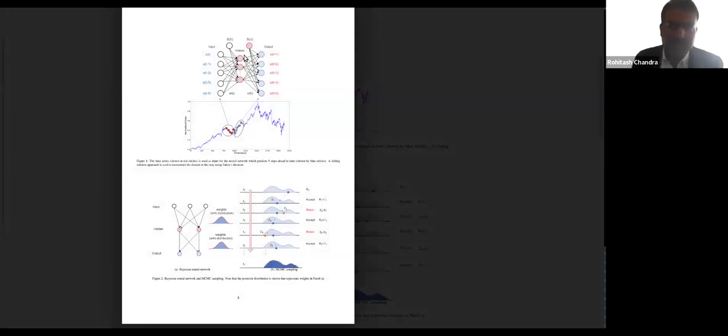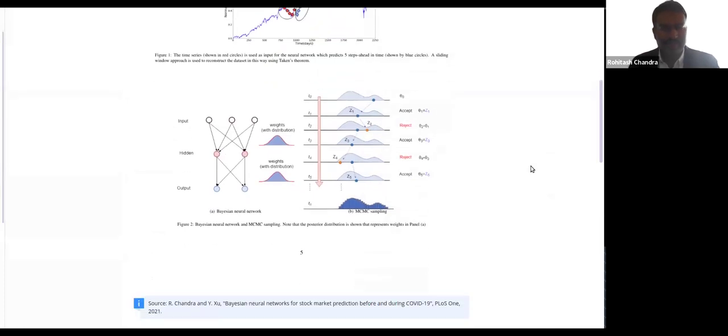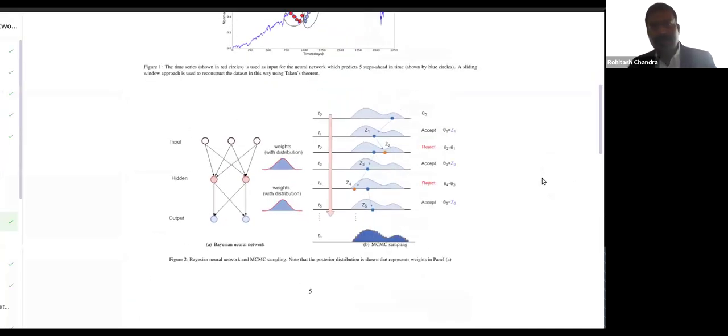So in the figure, what you see is a neural network with a multi-step ahead time series prediction problem, where you have the input steps, a window size, and the five steps you are predicting, and there's a sliding window approach. And below that, we have an MCMC sampler, trying to sample the different weights and biases. So all these weights and their biases have separate distributions.